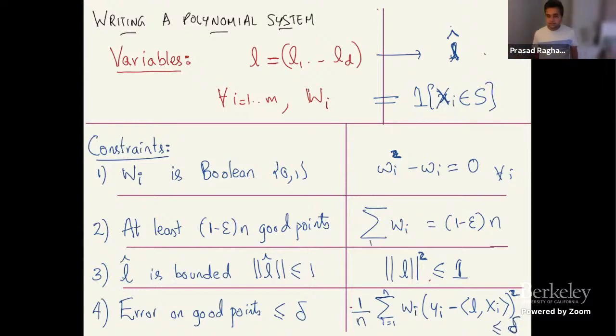Okay, so does that make sense? Please stop me if you have any questions. There is a question in the chat. I think Ilias asked, why in the second constraint is it an equality? Is that without loss of generality?